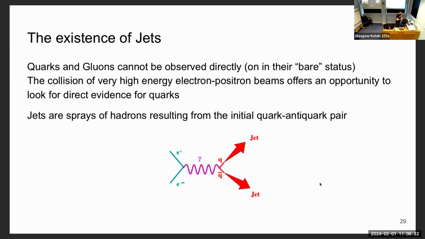So at the time, in the era of discovery, having an electron-positron collider helped a lot. So we saw in the previous part, you can produce a quark-antiquark pair in the final state. But then when they cool down, they produce these jets or sprays of hadrons, starting from this red pair of quark-antiquark.